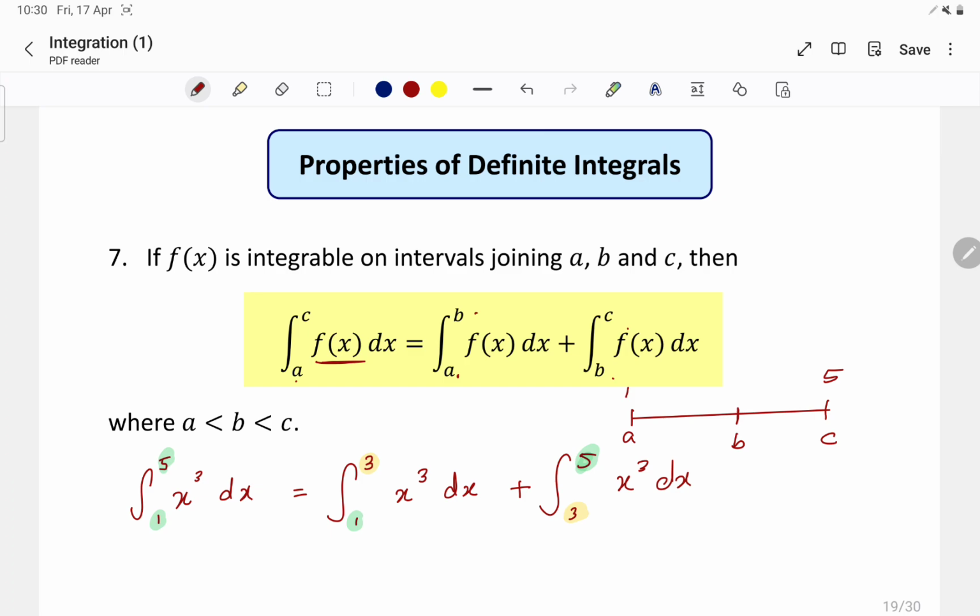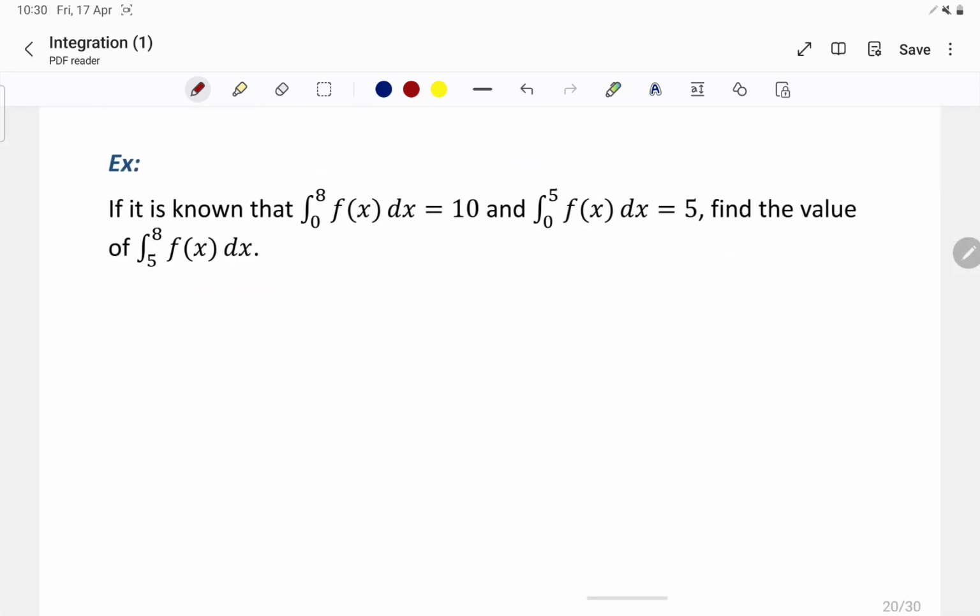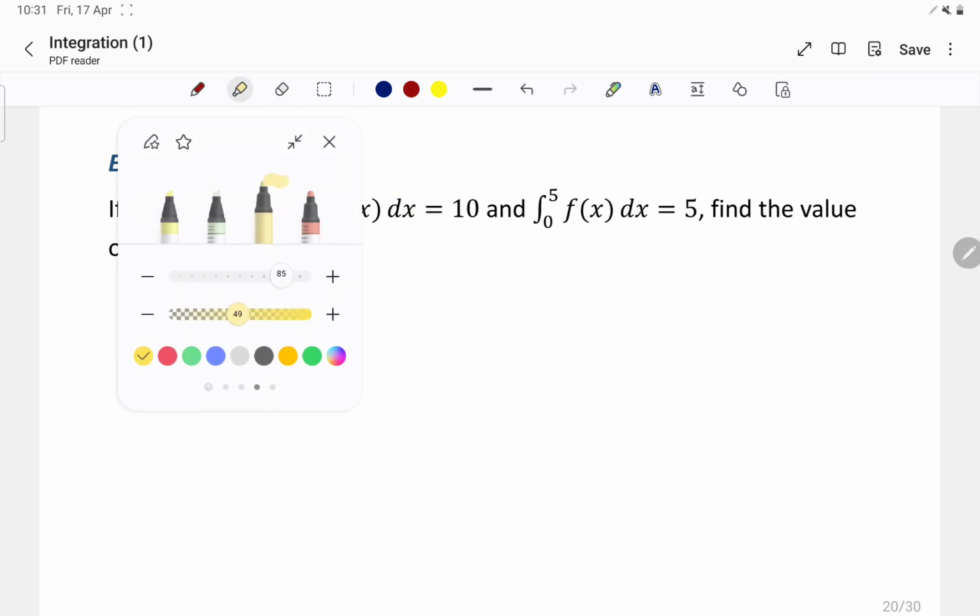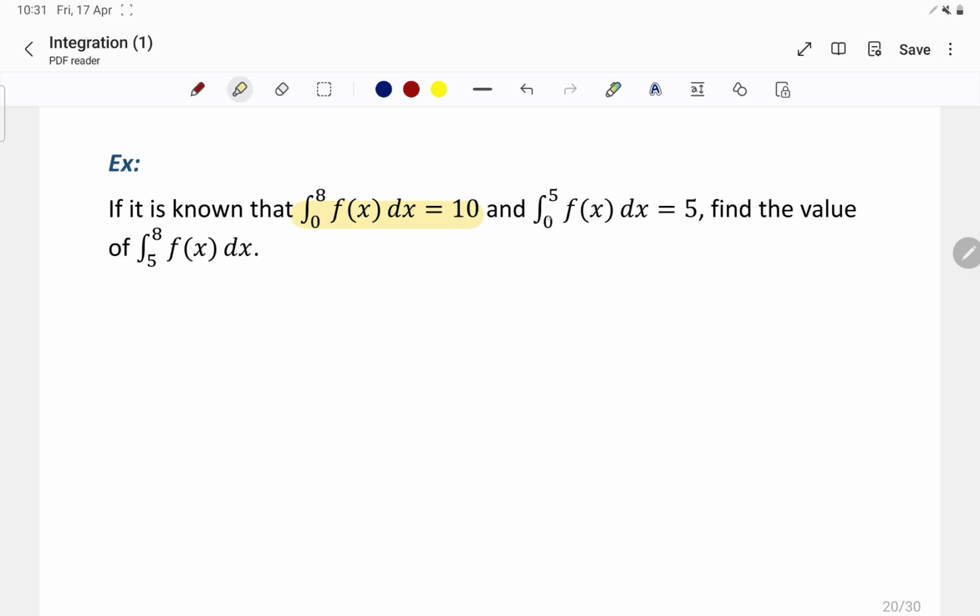Okay, now we proceed to an example. It is known that the integral of f(x) from 0 to 8 is equal to 10, and the integral of f(x) from 0 to 5 is equal to 5. Find the value of the integral of f(x) from 5 to 8. Here they already provide us information: 0 to 8 is 10, 0 to 5 is 5. Now they want us to find 5 to 8.